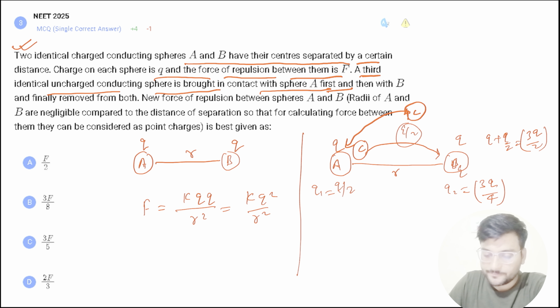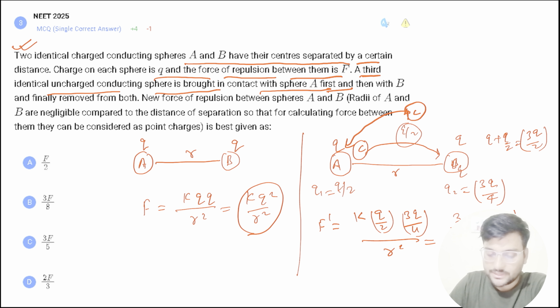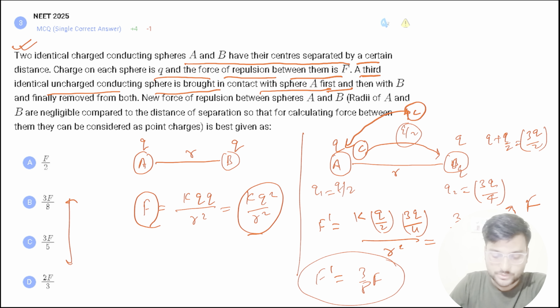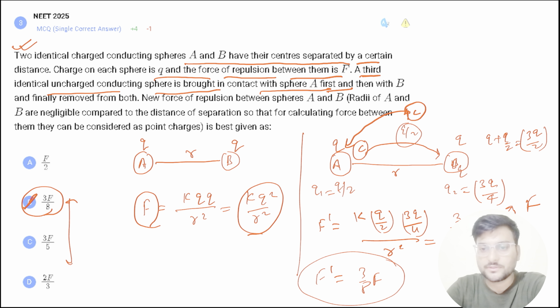So what is the F here? We can say that F dash is equal to K into Q by 2 into 3Q by 4 divided by R square. So how much? 3 by 8 K Q square by R square. This is the initial value, that is F, because the option is mentioning in terms of F only. So F dash is equal to 3 by 8 F. That is option B, the correct option of this question, right?